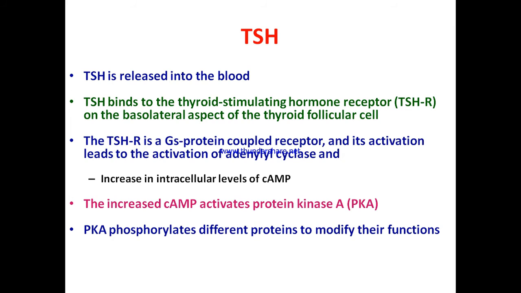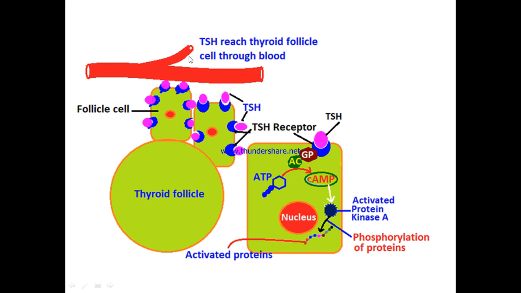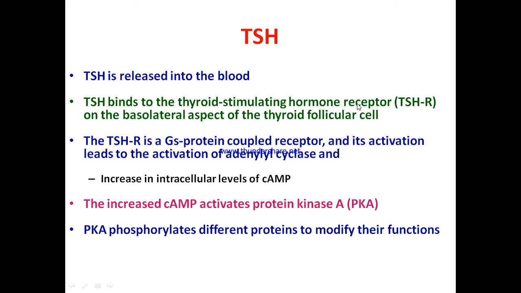TSH binds to the thyroid stimulating hormone receptor on the basolateral aspect of the thyroid follicular cells. So this is a thyroid follicle, the thyroid follicular cell on the basolateral side. The receptors are present on the basolateral side, and this hormone binds to the receptors on the basolateral side.